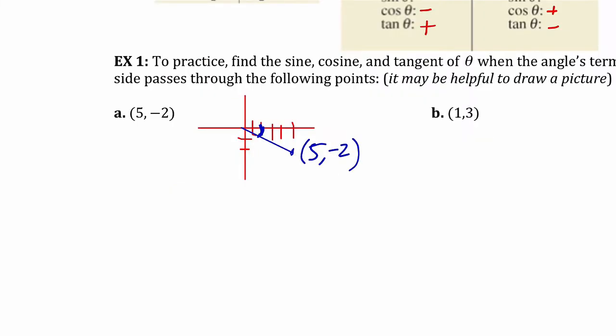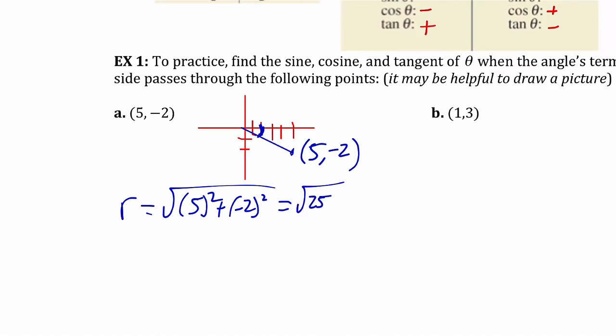The first thing we need to figure out is the r value. So r is equal to the square root of x squared plus y squared. It's going to be 5 squared plus negative 2 squared. Well, 5 squared is 25, and negative 2 squared is 4, so 25 plus 4 gives us the square root of 29. Now, that's not the prettiest number you'll ever see, but that's okay. Square root of 29 is a very real number that we're going to use.